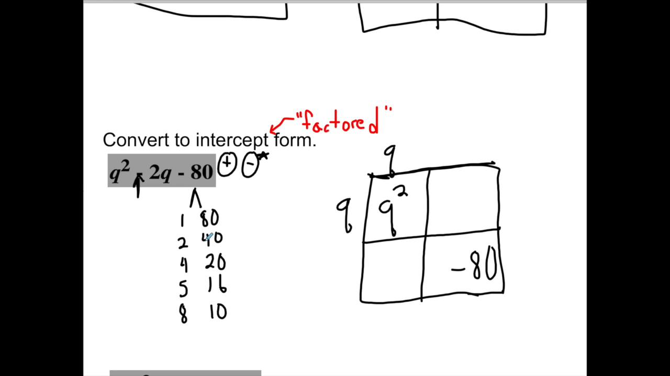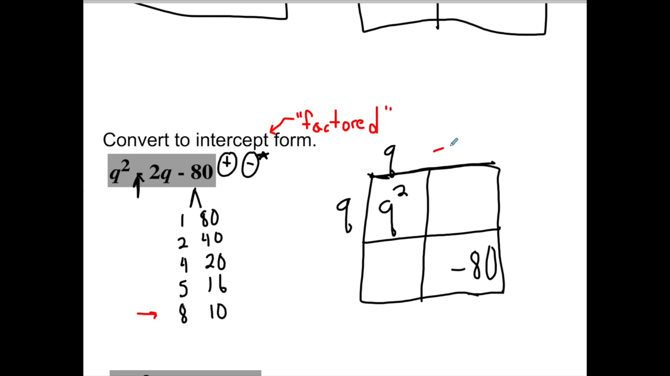The question is which one? Now, let's start by thinking about ones that are less likely to be it. 1 and 80 is very unlikely to be it, so we're probably not going to start here. 2 and 40 is unlikely to be it. 4 and 20, also unlikely to be it. So I'm going to actually start with the numbers 8 and 10.